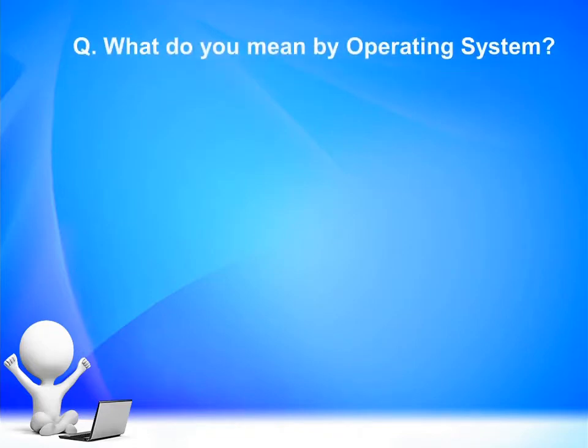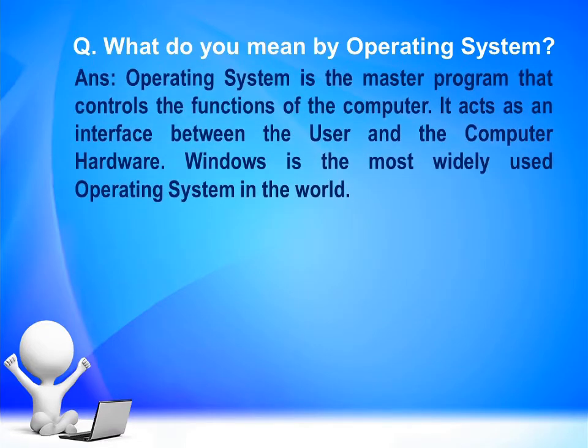Next question. What do you mean by operating system? Now the answer is operating system is the master program that controls the functions of the computer. It acts as an interface between the user and the computer hardware. Windows is the most widely used operating system in the world.